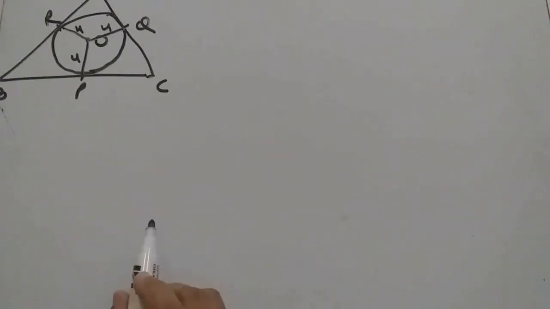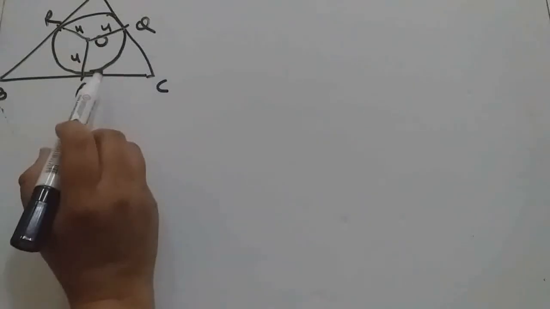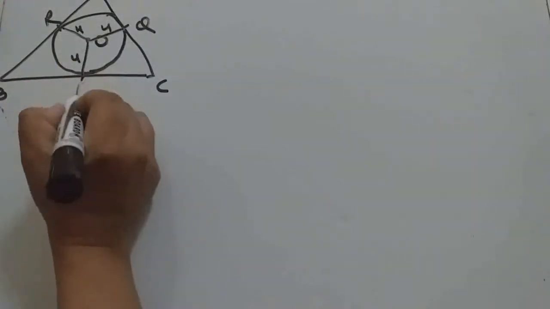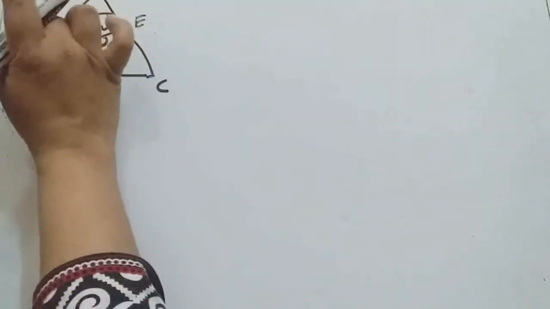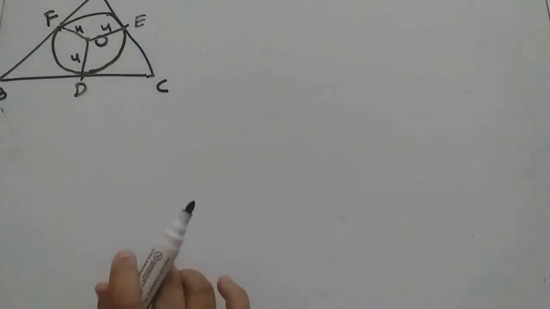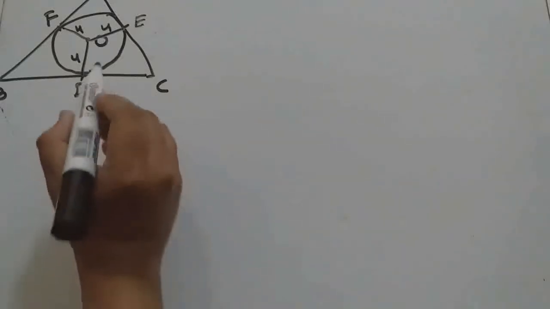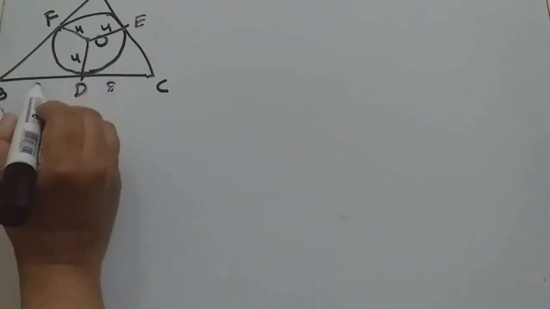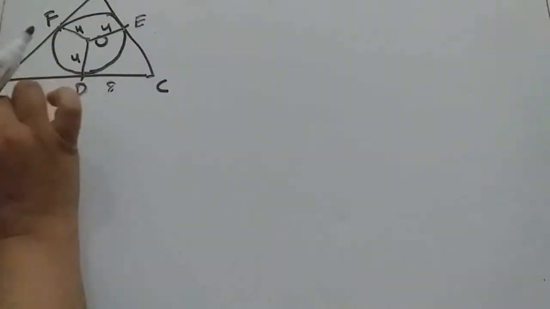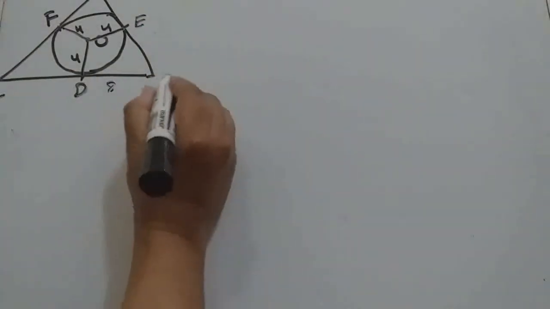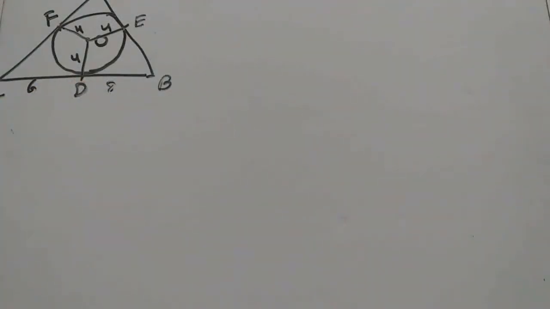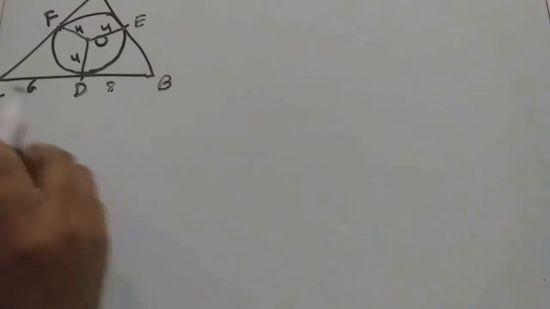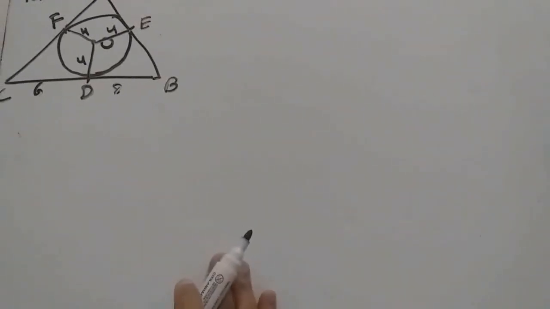BD into which BC is divided by the point of contact. This point is D. We can take this point as E and this point as F. The lengths are 8 cm and 6 cm respectively. That is, BD is 8 and CD is 6. These pieces of information are given in the question. So find the sides AB and AC.